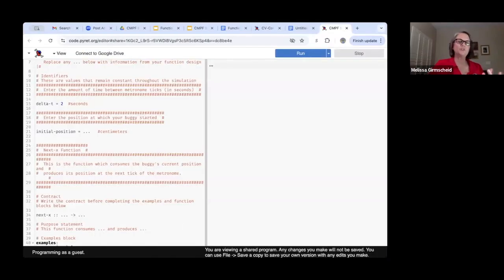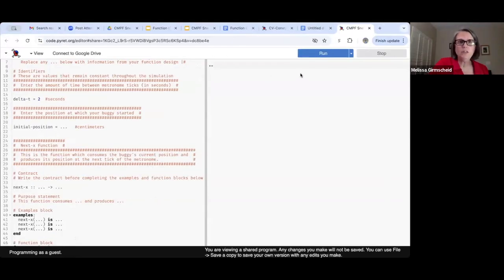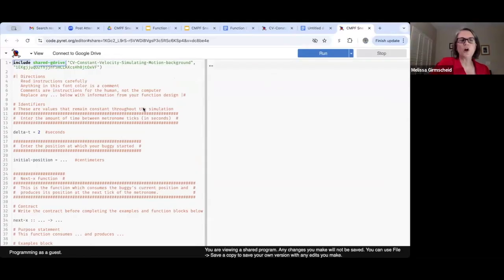But if you want to go ahead and pull up that particular link, tinyurl.com/cmpf-sneak-peek, it should pull up a pirate. This is a language that we use in computational modeling and physics first. It's going to pull up some starter code. There's some stuff done in the background for you. There are some directions as well.